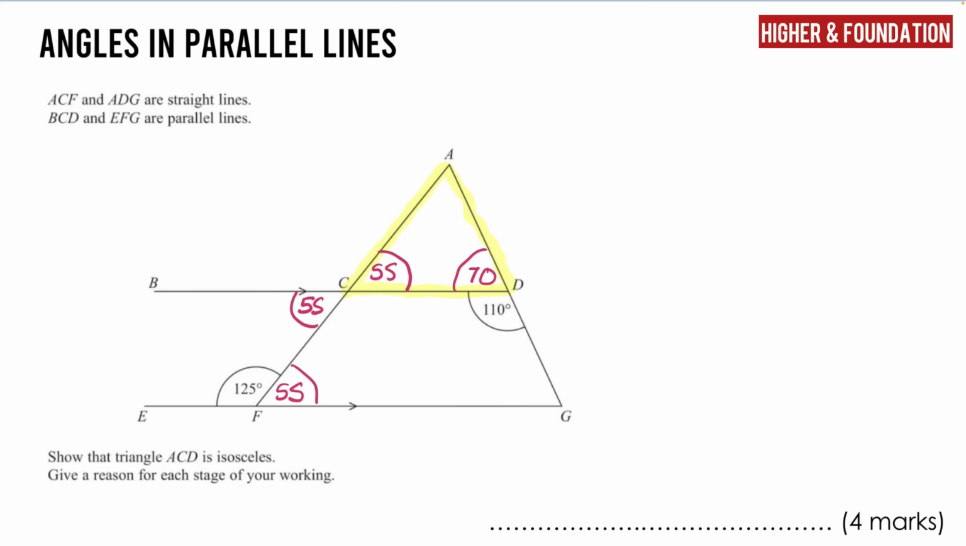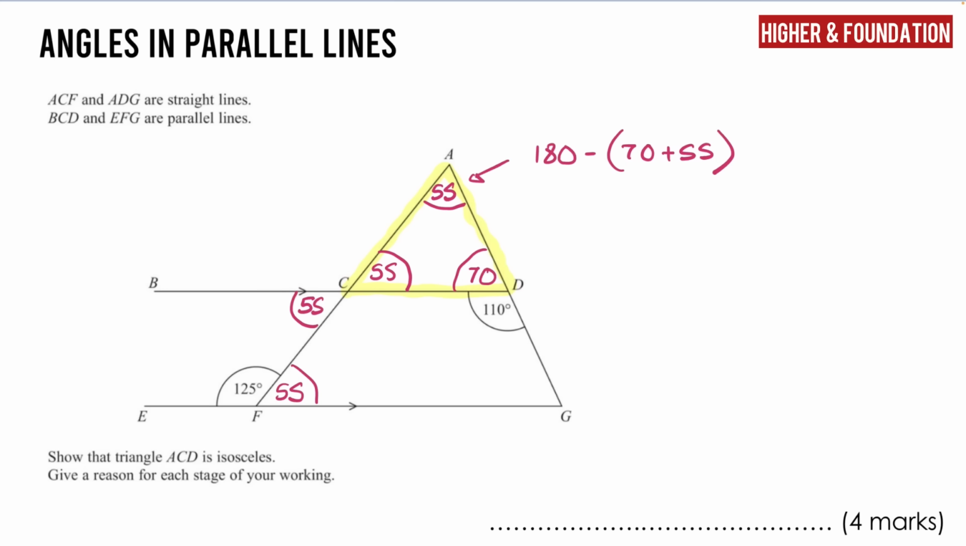And then I want to find this final angle, 180, take away the 70, plus the 55, the 2 angles that we've just worked out. Again, I'm just going to type that in on my calculator. 70 plus 55, take it away from 180, and that equals 55 degrees. So this is an isosceles triangle.